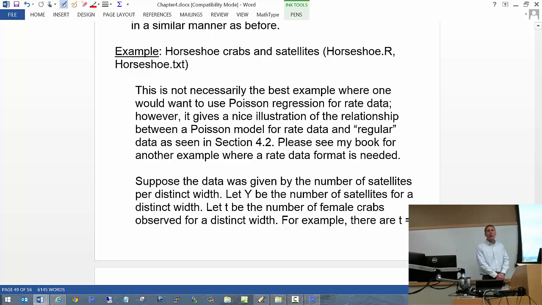So we're going to go back to horseshoe crabs and satellites again. Now this data is not a rate data problem, or rate data set. But what I'm going to do is convert it to a rate data set so that you can better compare, let's say, the original version of the data and the rate data. So this is more done for demonstration purposes rather than what I would actually do in practice.